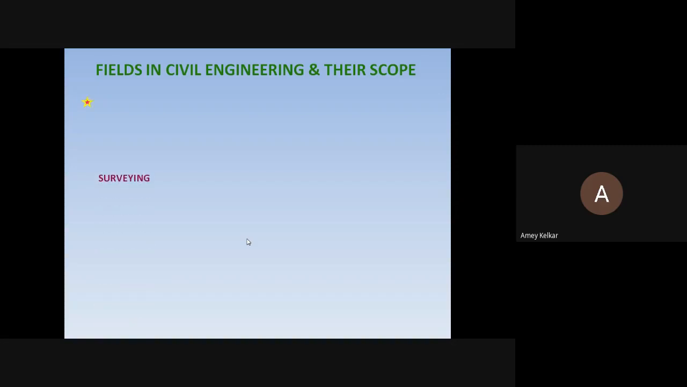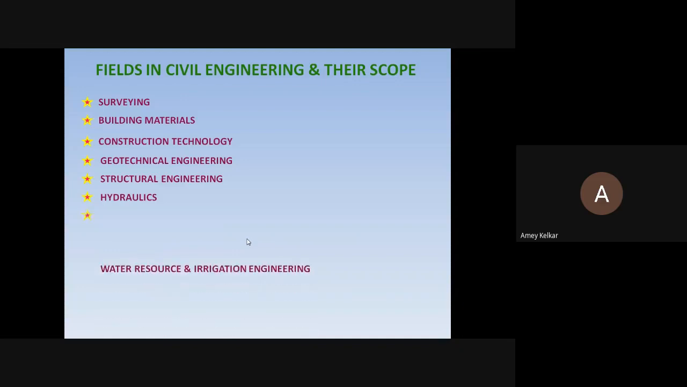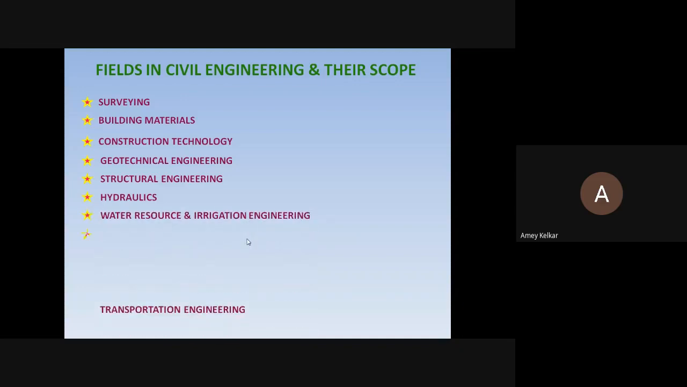So, fields of civil engineering. This will be a question in your first internal, and this question is one of the sure questions in the final exams also. PDF notes of this will be sent. So we have various branches in civil engineering, namely surveying, building materials, construction technology, geotechnical engineering, structural engineering, hydraulics, water resource and irrigation engineering, transportation engineering, and environmental engineering.